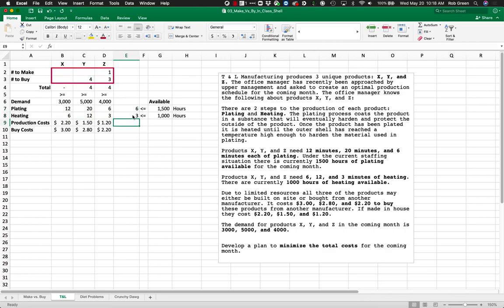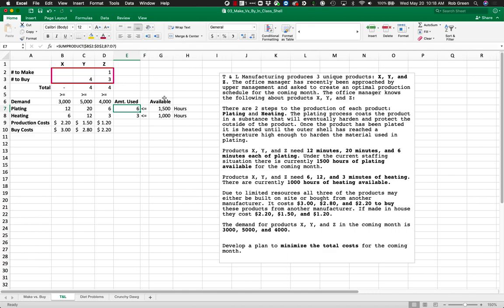Great. Now the only problem I have here is that I am calculating the amount used for each of these resources versus the amount available. And this is in minutes and this is in hours. That's a real problem for us because you cannot compare minutes directly to hours. So you have 2 ways of dealing with this. You can either convert all these minutes to hours, or you can convert these hours to minutes. Either way, you're running into a little bit of a communication problem.